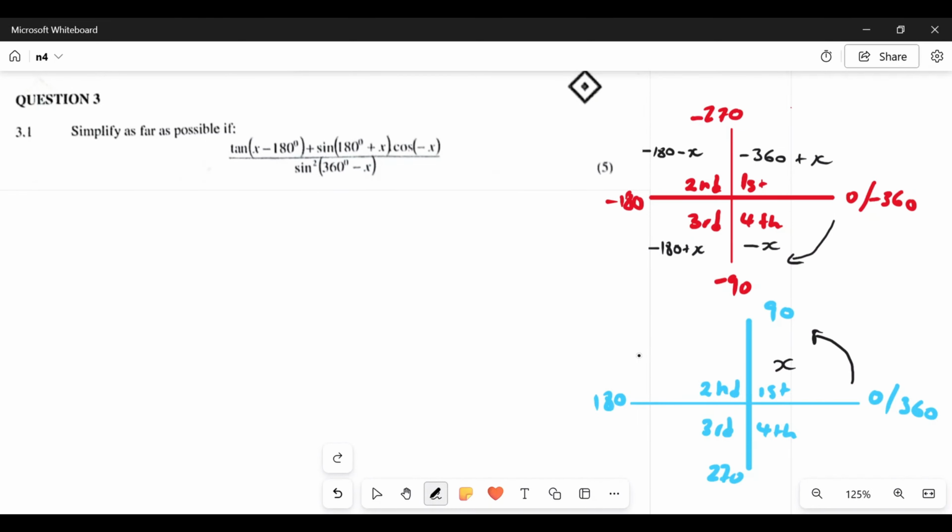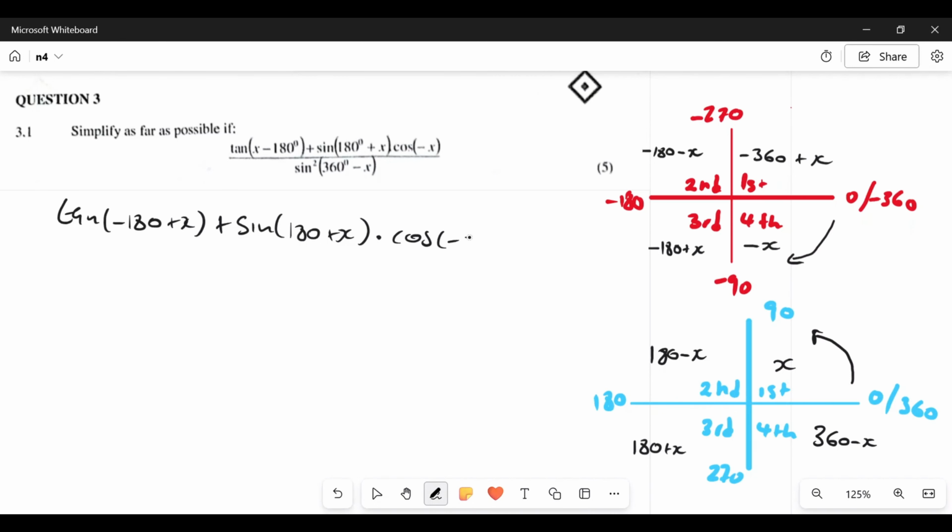That explains how to use the 180 rule. Let's start with our first trigonometric ratio on the numerator. Then we have tan(x minus 180). So I would say to you, rewrite this like this: tan(negative 180 plus x). This will help you to understand which quadrant exactly this one is. When it's like this, it's a bit confusing, so try to rearrange the terms inside. And then you're going to continue, rewrite sin(180 plus x) multiplied by cos(negative x).